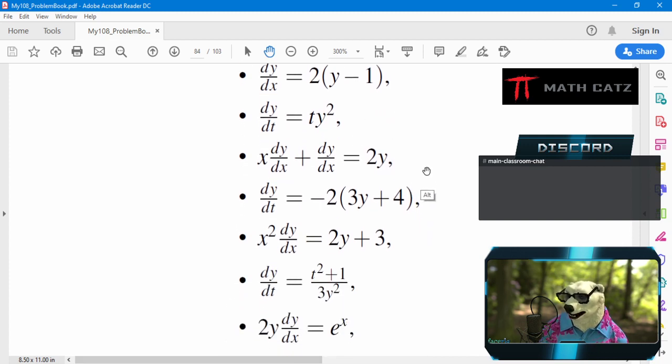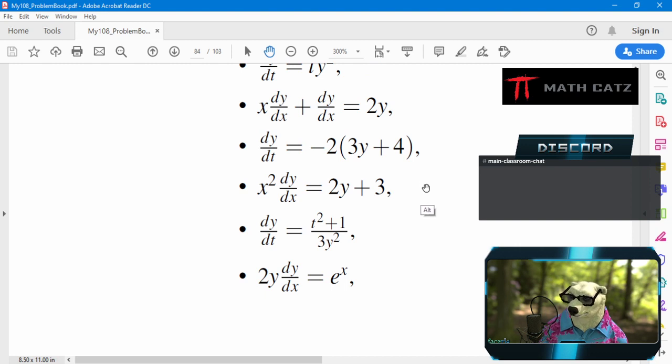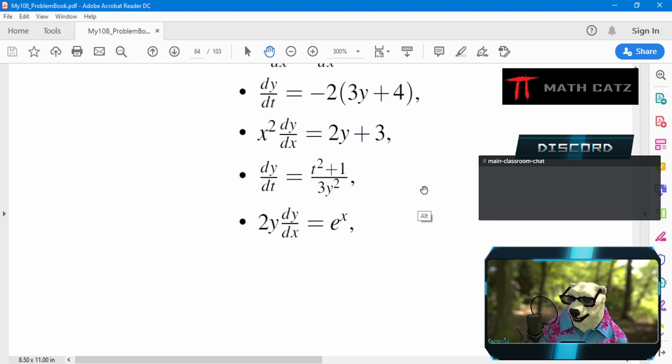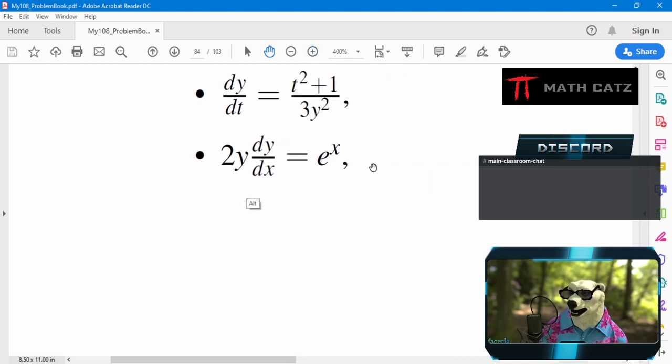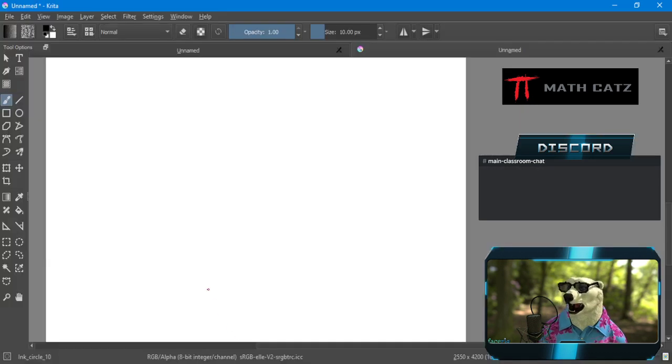Let's see. Looking for, let's go this one. Don't want to jump up in complexity too fast. Let's go with that top one. Now I have dy/dt equals t squared plus 1 over 3y squared. Is that a separable equation? Yes, it is.